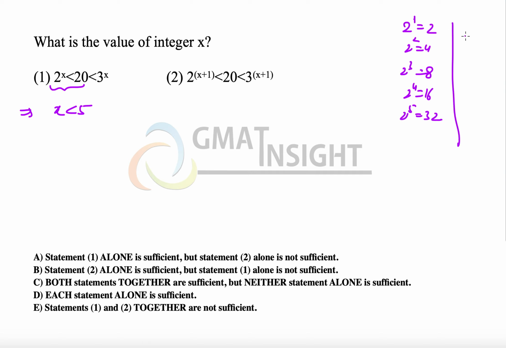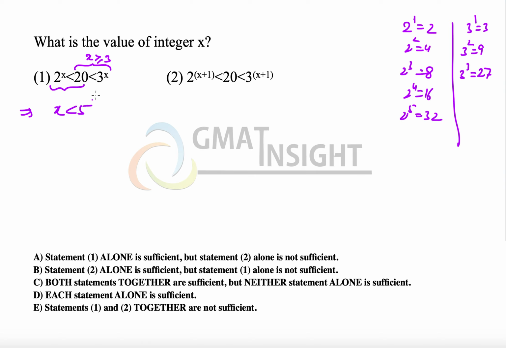Let's also write several powers of 3. 3 to the power 1 is 3, 3 to the power 2 is 9, 3 to the power 3 is equal to 27. That means according to this particular part, because 3 to the power x has to be greater than 20, the value of x must be greater than or equal to 3.